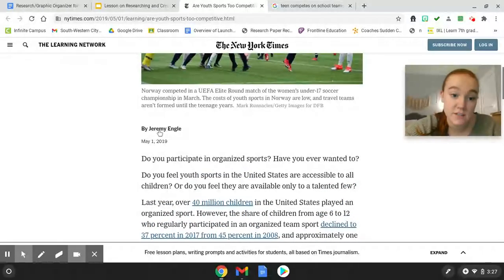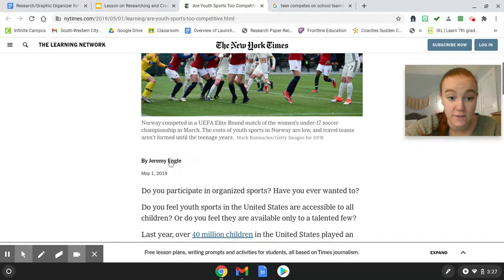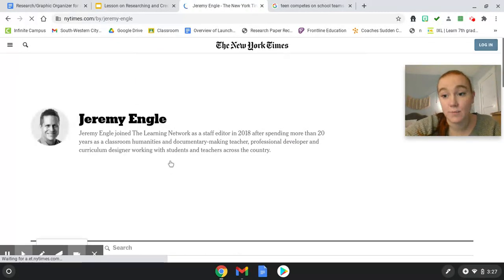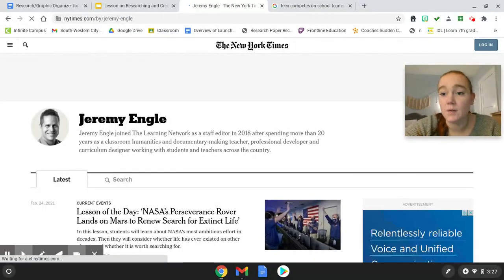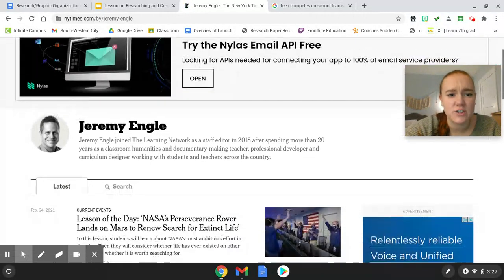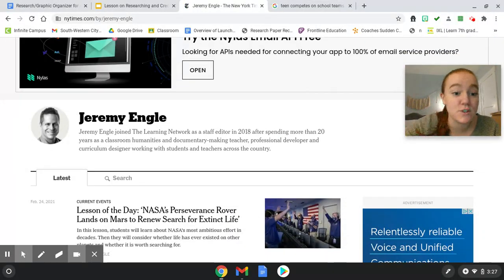So this is what you should do when you're looking at articles. If there is an author, I highly suggest clicking on the author's name. This is what I always do when I'm checking sources. I want to see, do I trust this person? What's his deal? Does he have good credentials? Can I hear what he's going to say? So first of all, he works for the New York Times.